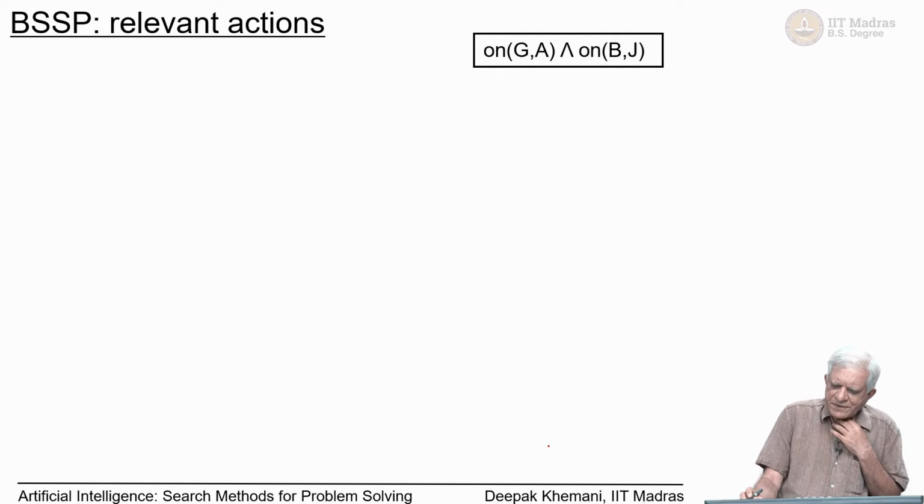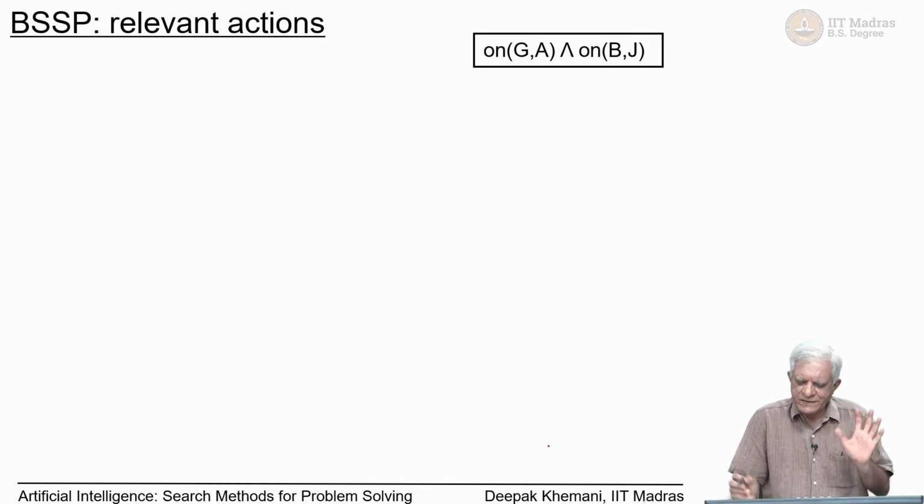So let us look at this example. This is a goal description given to us, that G must be on A and B must be on J. The start state may be the huge state that we had seen some time ago, so backward state space planning does not care about that. It says, okay, you have given me this goal description and let me see how to achieve that goal. There are two predicates in the goal description, that on GA must be true and on BJ must be true. Now we want to look for relevant actions for achieving each of these two predicates.